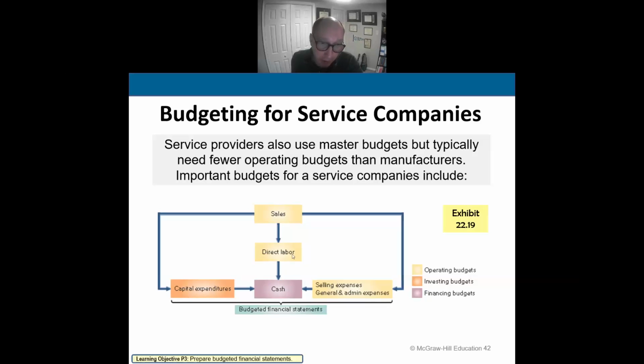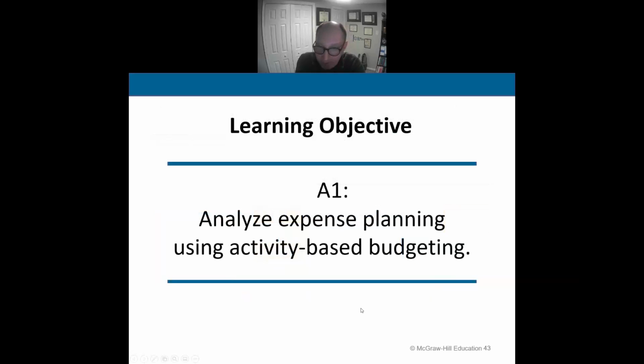It's very similar. They all start with a sales budget. They'll have a direct labor budget, which is based off of their customers, and they'll have a cash budget, capital expenditures, and selling administrative expenses. So it's very, very similar in nature.